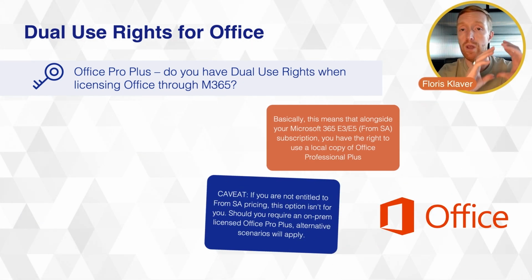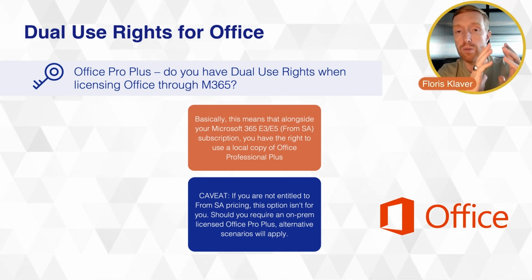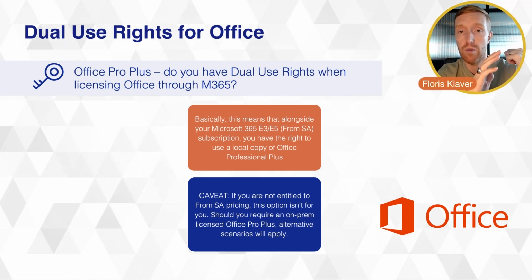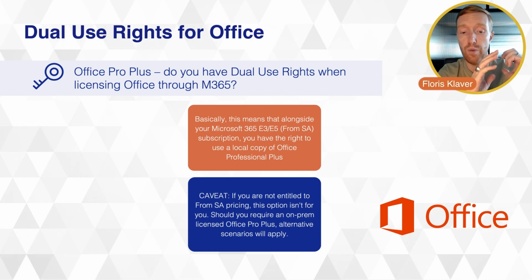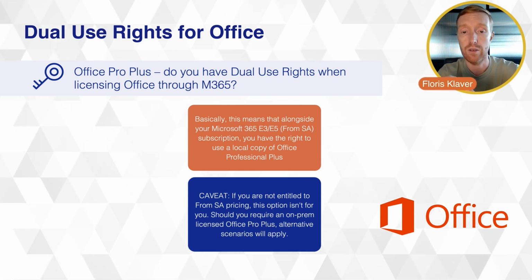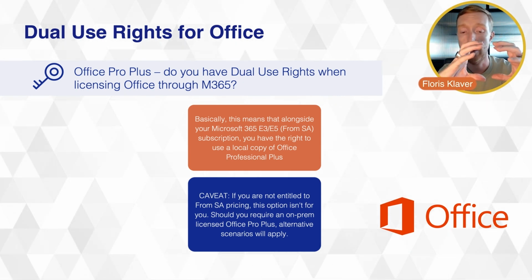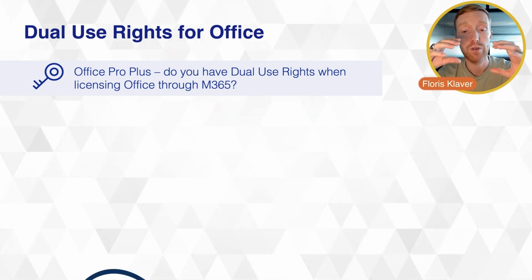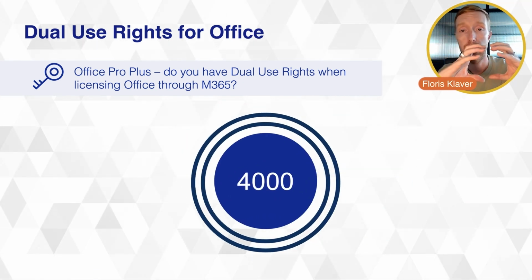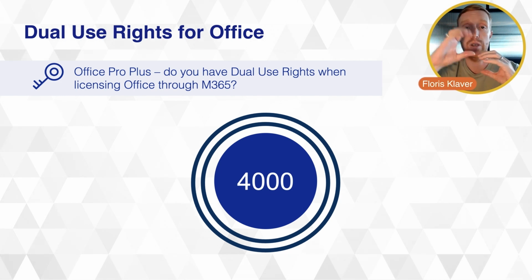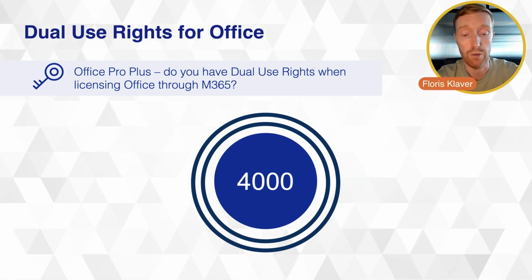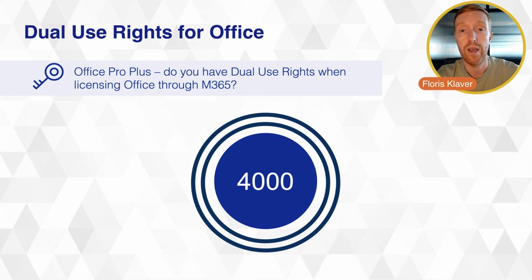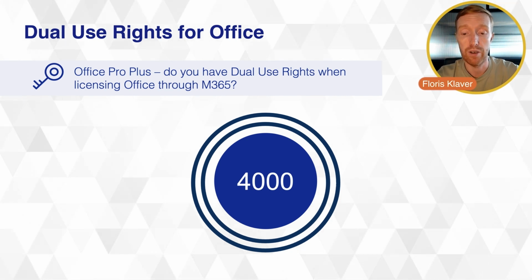If you start with 4,000 E3 subscription licenses and you come off of software assurance for Office Pro Plus, you have the right to install Office Pro Plus for those 4,000 users. If your company grows, you have that right for the first initial 4,000 plus another additional 4,000, so 8,000 users have the ability to leverage this option.